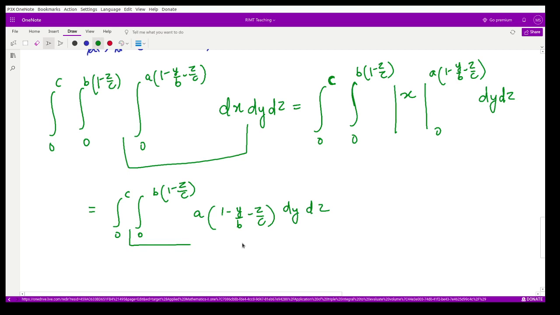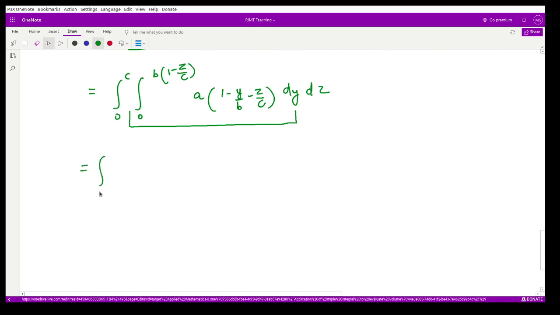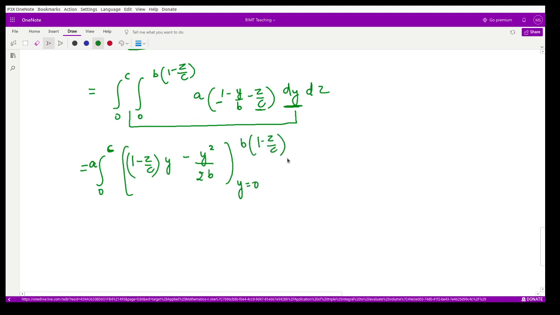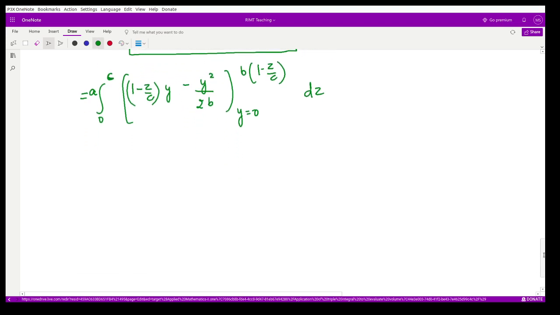The next task is to solve this particular integral. So this thing is equal to, we have integration from 0 to c, and here a is constant, so this could be taken out. Now the integration is performed with respect to y, so that means (1 - z/c) is constant with respect to y. So we have (1 - z/c) into y, and then the integration of y/b is equal to y squared by 2b. And here we will substitute the limits of y, that is 0 to b(1 - z/c), and integration with respect to z is remaining.